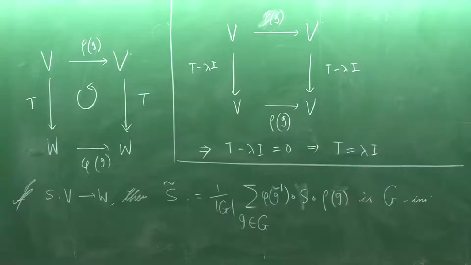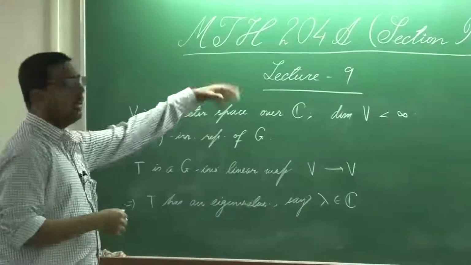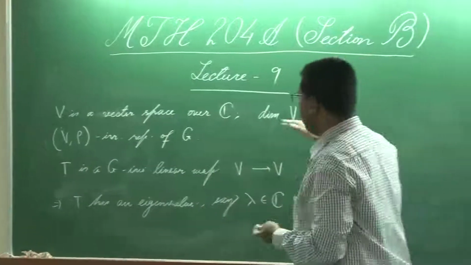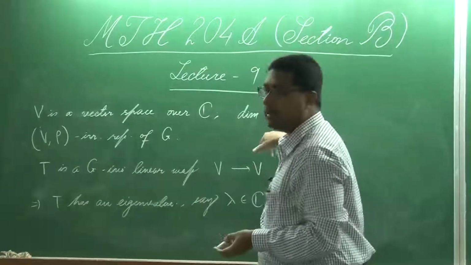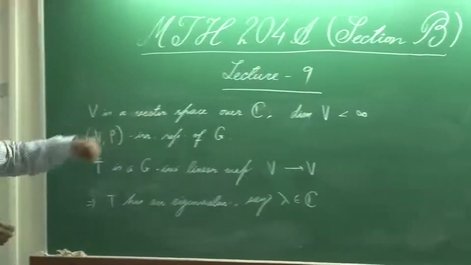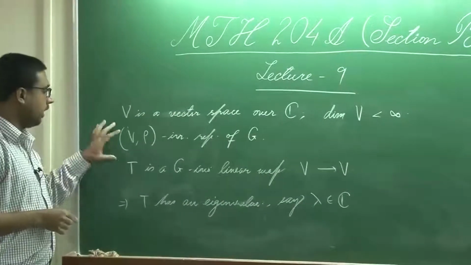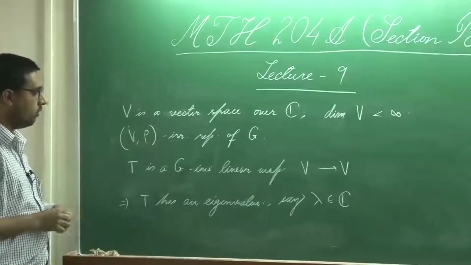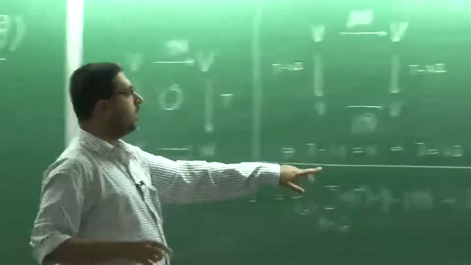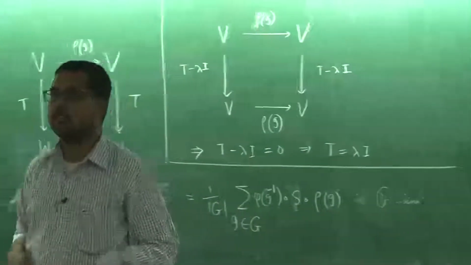So what it shows is that for a finite dimensional representation of a group, here the group need not be finite, but the dimension of the representation has to be finite, and it has to be over C or an algebraically closed field. So for any finite dimensional irreducible representation of G, these are the only G invariant linear operators, right?